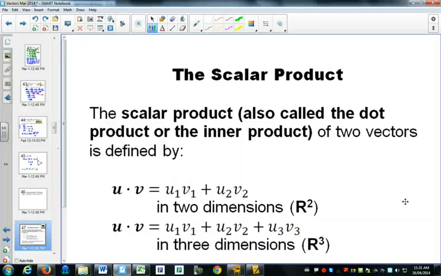Starting with the scalar product, which is sometimes called the dot product or the inner product. I like the dot product because you make a product by putting a dot in between and it's easy to remember.